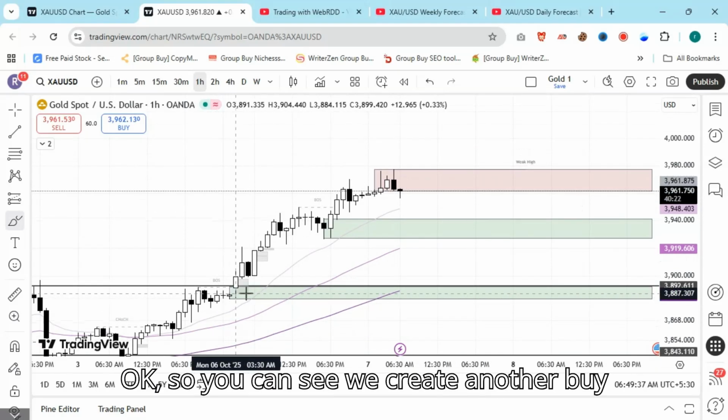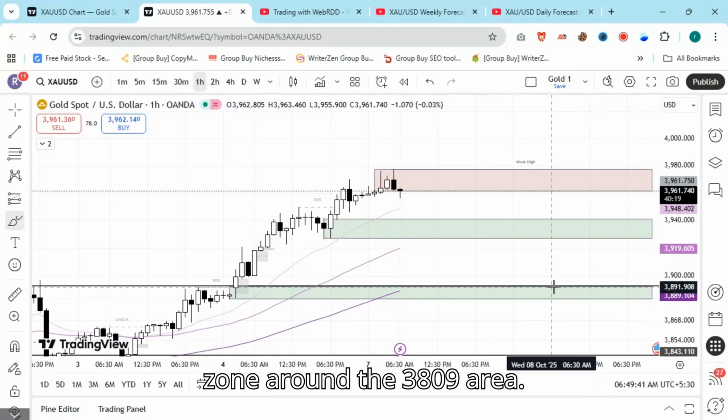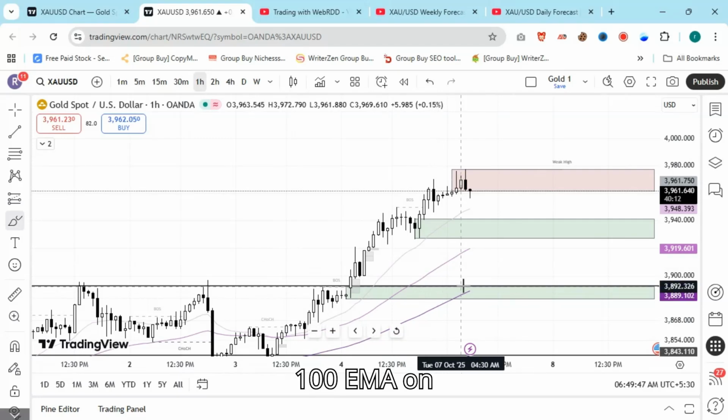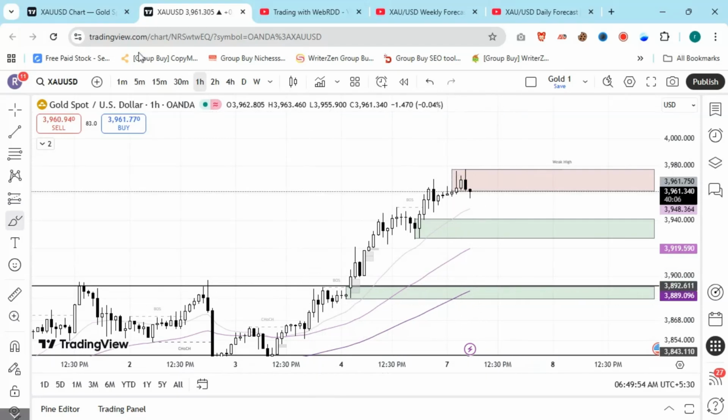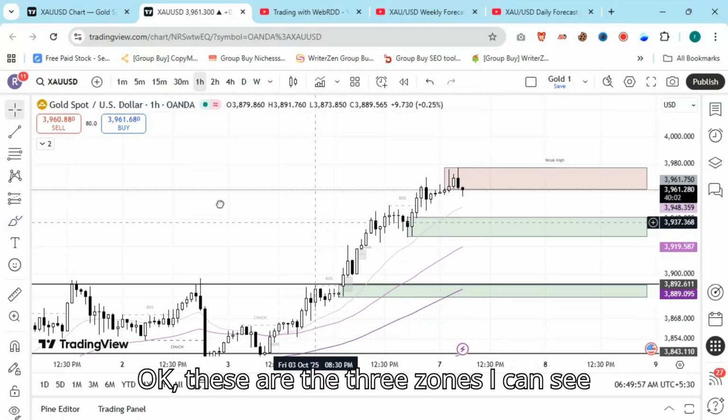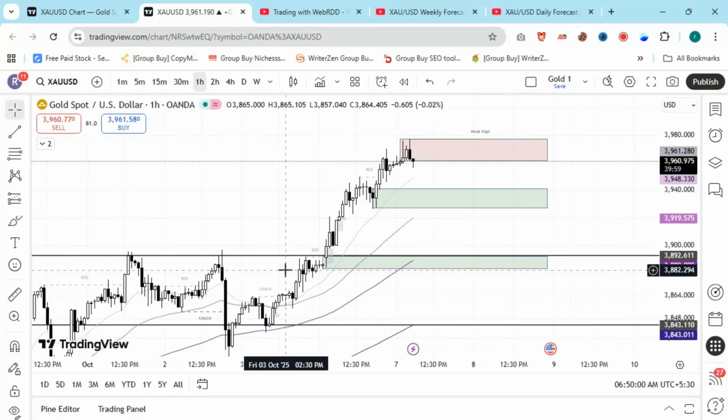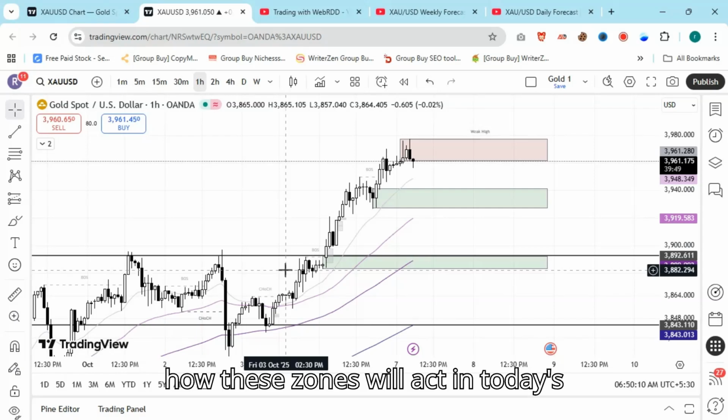Okay, so you can see we create another buy zone around the 3809 area, and it aligns first with the 100 EMA on the 1-hour chart. Okay, these are the three zones I can see in this big rally. So we have to wait to see how these zones will act in today's market.